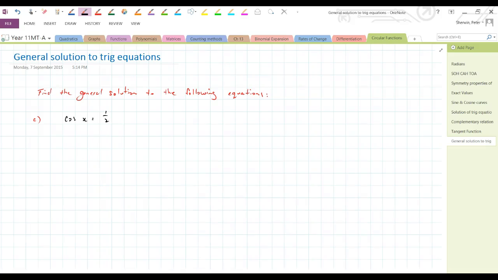Okay, we're getting close to the end of this section on trigonometry, and I'm sure you're not going to shed a tear when that happens. It's been a long section. We're finishing off now with what's called the general solution to trig equations.